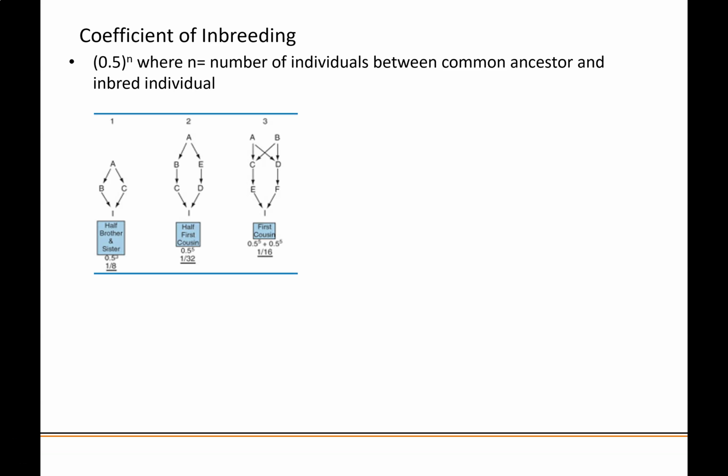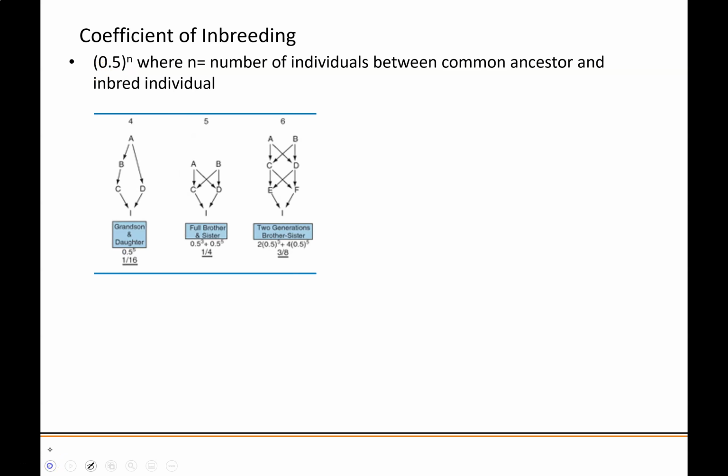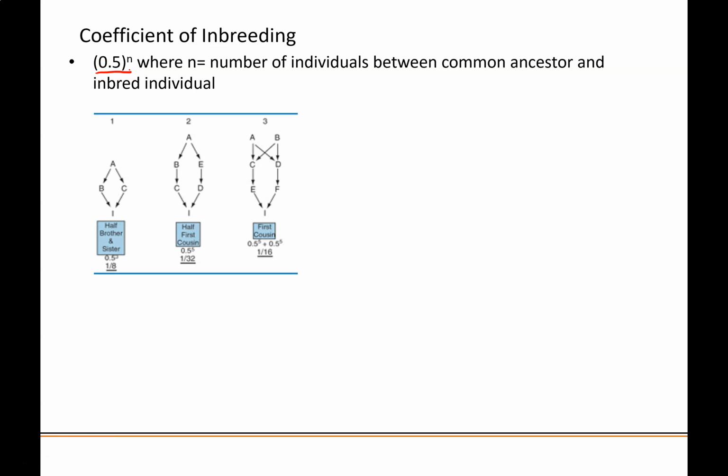I'll do a couple examples here using the coefficient of inbreeding equation. So remember, the coefficient of inbreeding is 1/2 raised to the n power, where n is the number of individuals between a common ancestor. I also said that you can use the number of links between the common ancestor. So you can do it either way. These diagrams are set up where using individuals makes sense because they've drawn the arrows differently than I was. But I'll do it both ways for question 1 to show you what's going on.